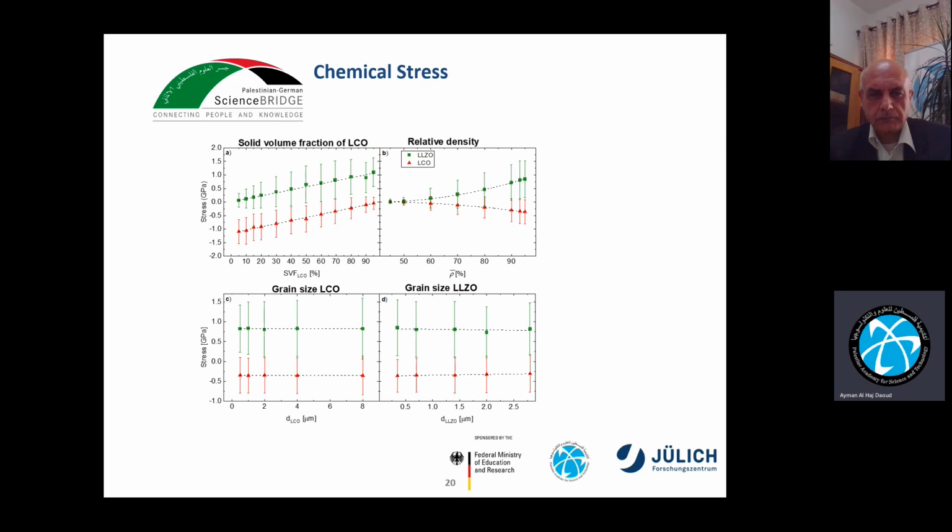For the chemical stress, this is the same procedure but in another way, because LCO here is expanding, it's not shrinking anymore. That's why we have compressive stress on LCO, but tensile stress on LLZO. And here, when we increase the solid volume fraction of LCO, the stress on LCO decreases, but for LLZO, the stress will increase. Same behavior when we have increasing relative density: both stresses on LCO and LLZO are increasing too. Again, there is no change in stress when we vary the grain size of LCO and LLZO.